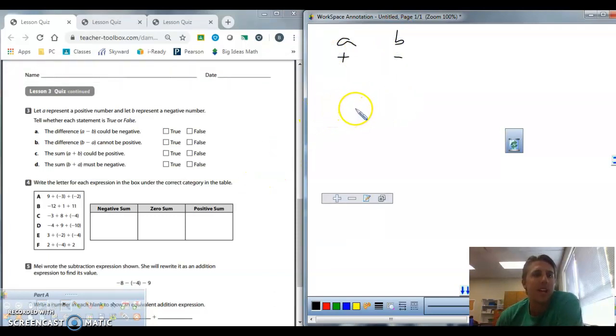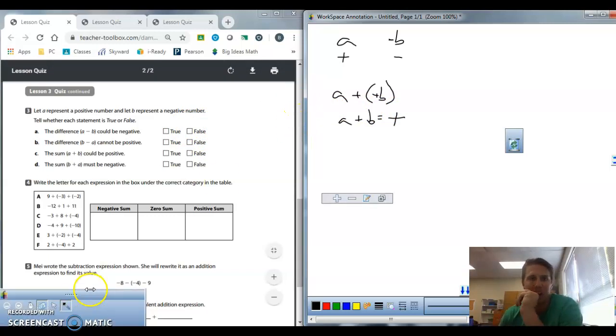The difference A minus B could be negative, okay? So A minus, and it says B is a negative number, so we'll put a negative out in front of B at all times. So that would actually be A minus negative B, which would mean A plus B, because 2 negatives in a row, you're actually adding a positive, so A plus B. Can that ever be negative? That is always going to be positive, right? A positive plus a positive is always going to be positive, so letter A there is false, okay?